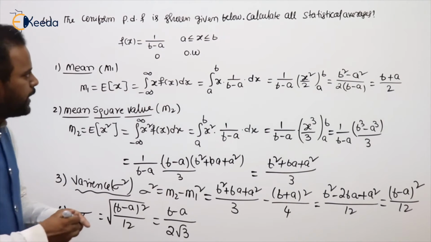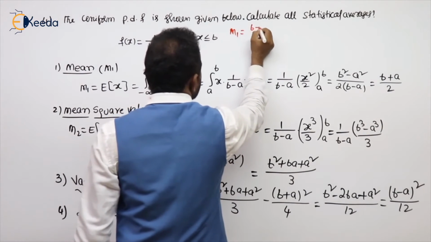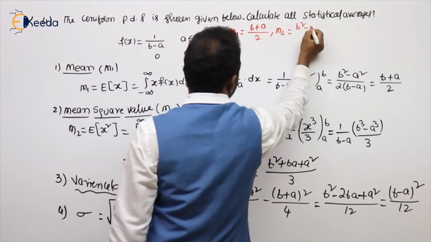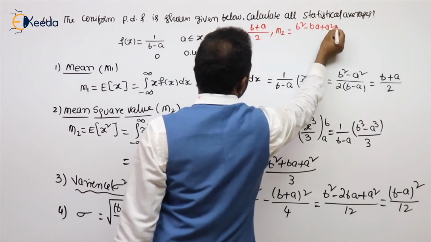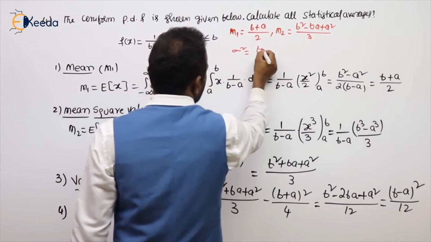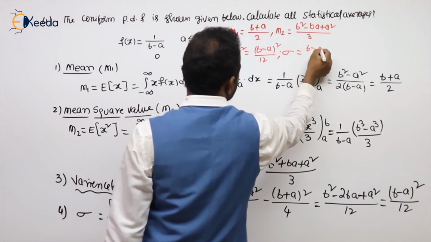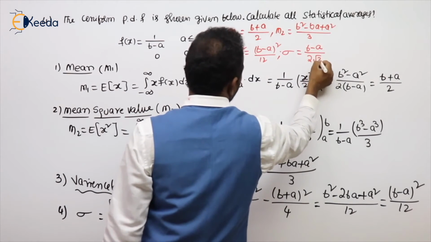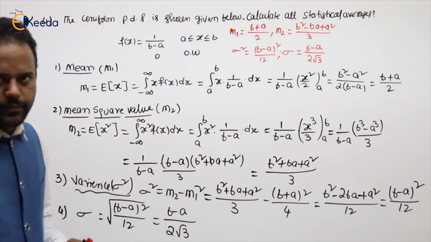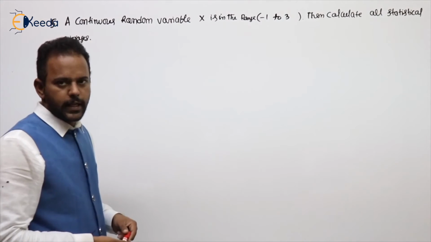So these are the final values you need to remember, sir. We got the mean value is (b plus a) by 2. Mean square value is (b square plus ba plus a square) by, how much came? 3. What is the variance, sir? (b minus a) whole square by 12. What is standard deviation, sir? (b minus a) by 2 root 3. If you remember those values, we can directly solve it, or you can go with the procedure also. Clear? See the next problem.